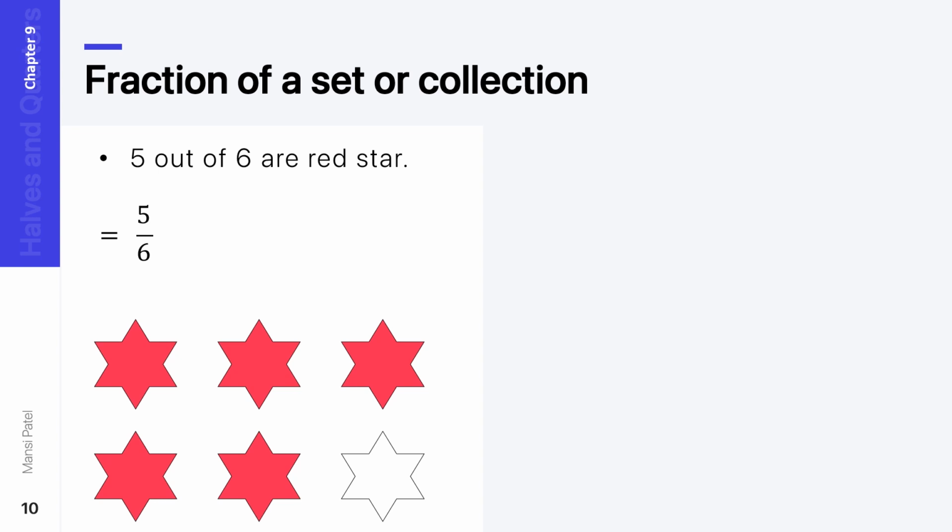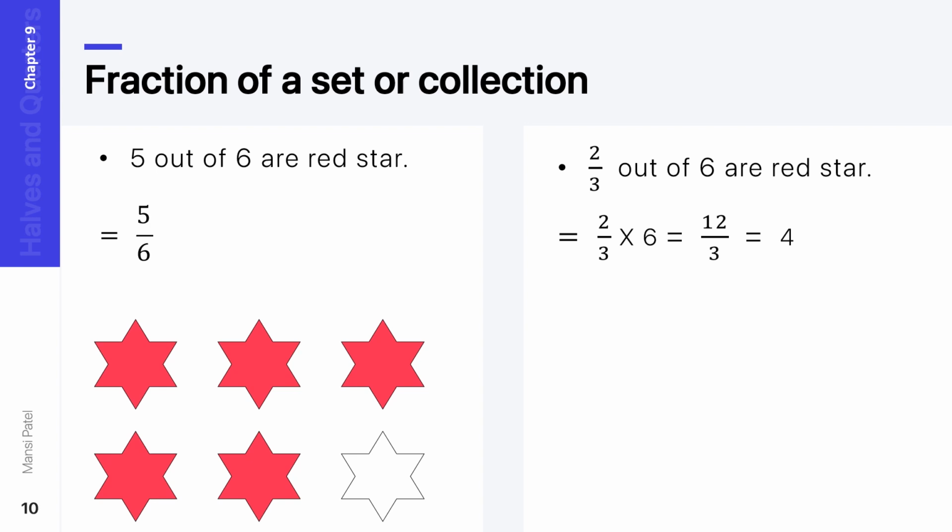You already studied this in your previous standard as well as in this standard. But there is a somewhat different case: if the fraction is given to you like 2 upon 3, that is, 2/3 of the 6 stars are red. So how can we find out in how many stars we have to color? For that, you have to do 2 upon 3 multiplied by 6.